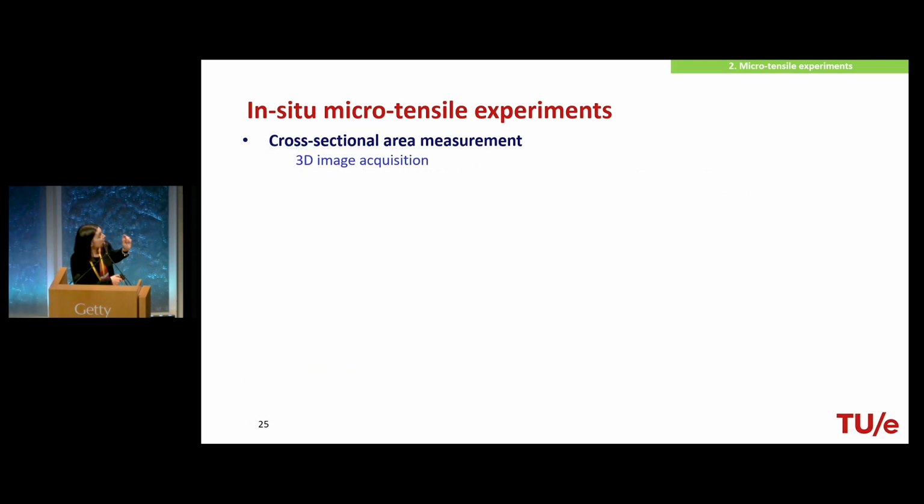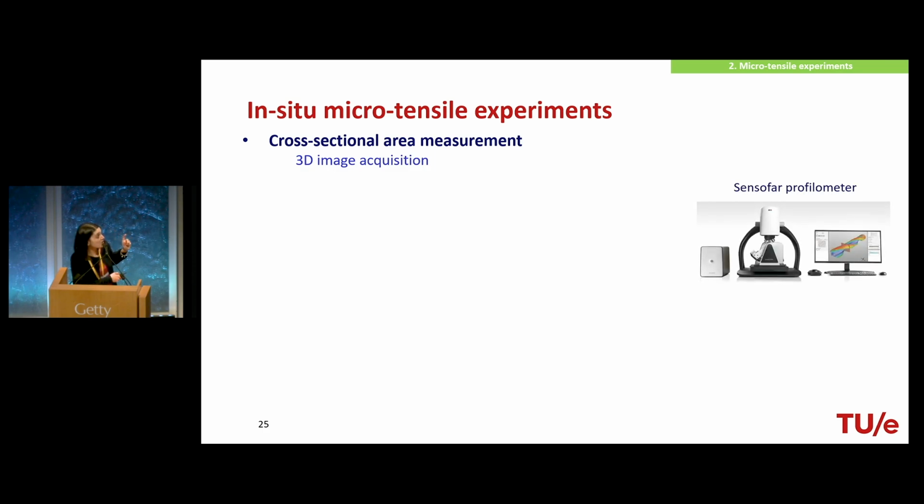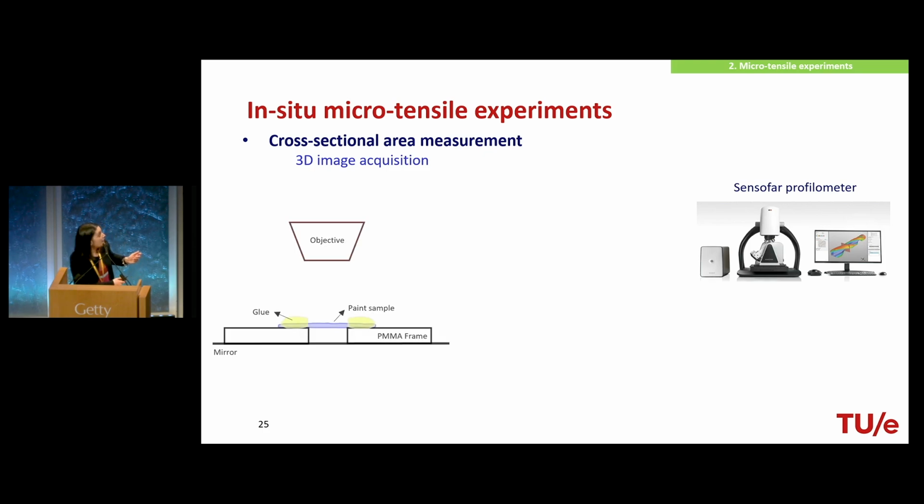Okay, so as image acquisition, we actually use a 3-dimensional image acquisition by means of a profilometer. So basically, a profilometer enables us to acquire 3-dimensional images, so the height profiles during the deformation. And I should mention that one important part of the methodology is also the accurate measurement of the cross-sectional area, that we do in the following way. So what you see here is the objective of the profilometer, and this is the sample that we put underneath the objective. You see that the sample is put on a mirror, and I will explain why.